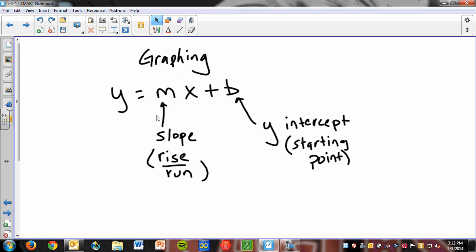Go into graphing now. We just got done with this. Y equals mx plus b. Graphing in slope-intercept form is really the easiest way to do it, because we have our slope, our rise over run, tells us how we're moving, and our y-intercept, that's our starting point. Okay, so start there and then do our rise over run.